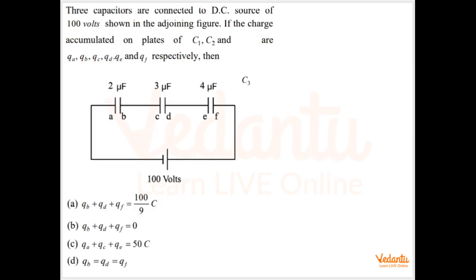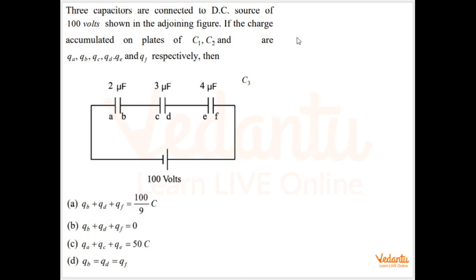Next, my dear bacho, is this question. Three capacitors are connected to a DC source of 100 volts in the adjoining figure. Find the charge accumulated across each plate. Alright, my dear bacha log. So in this case, we have to figure out what will be the charges here.